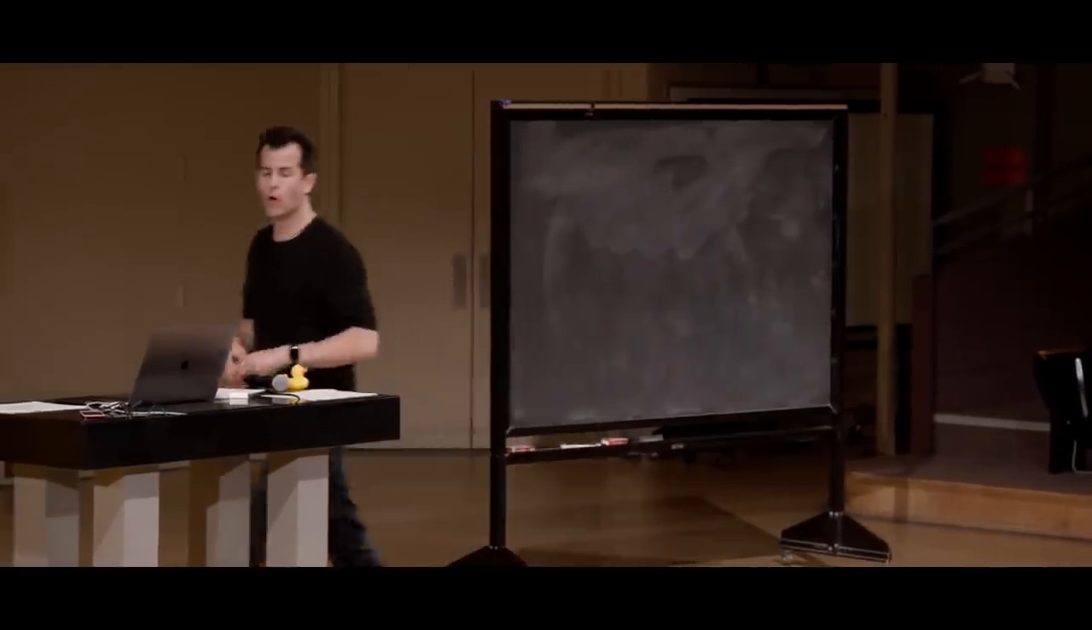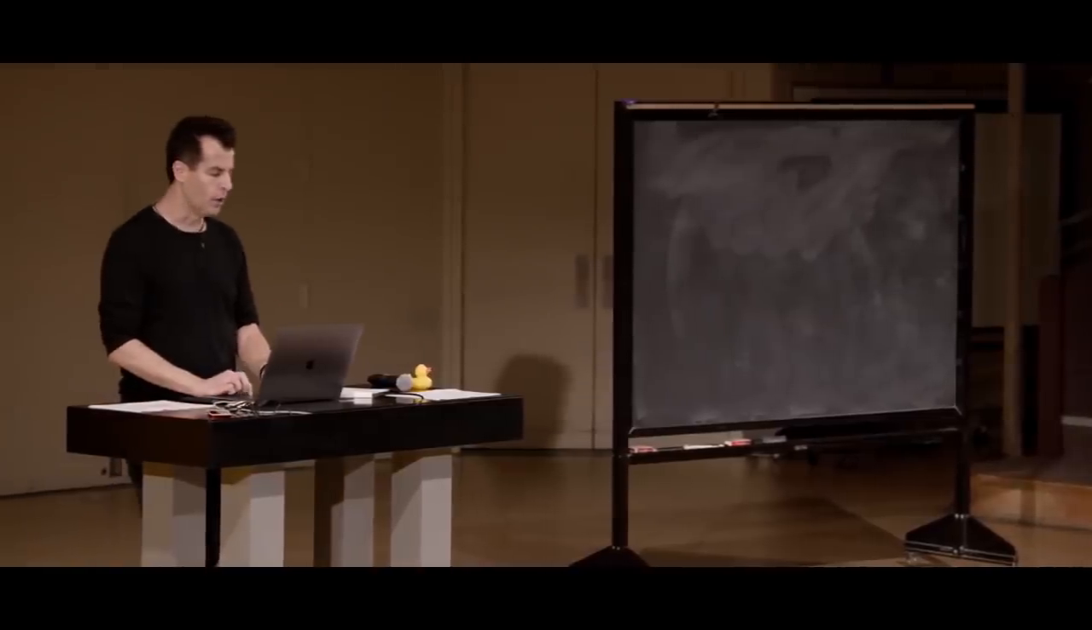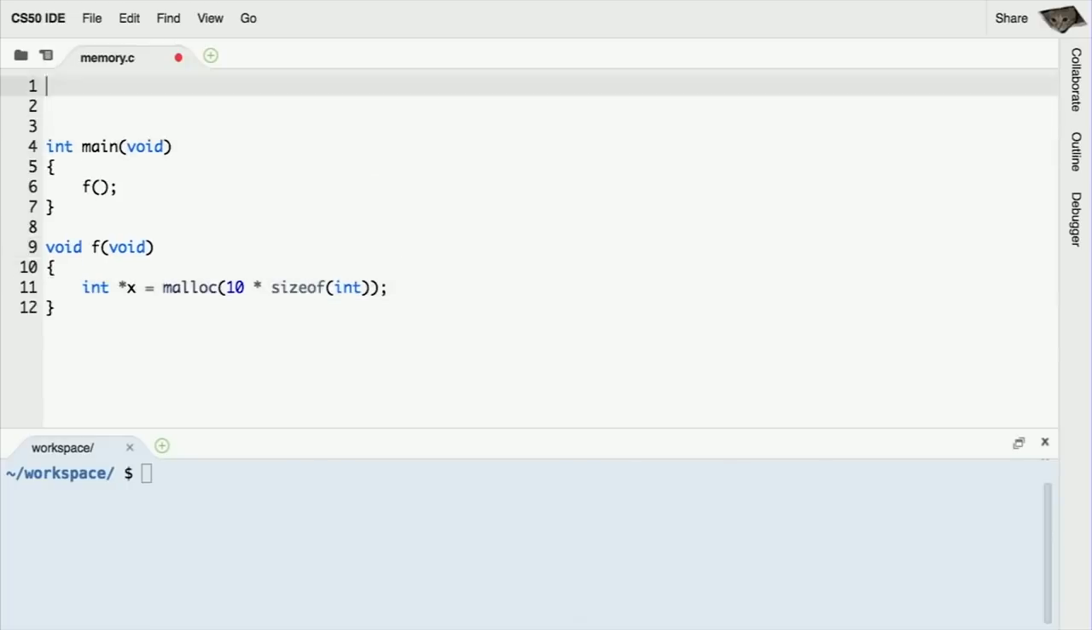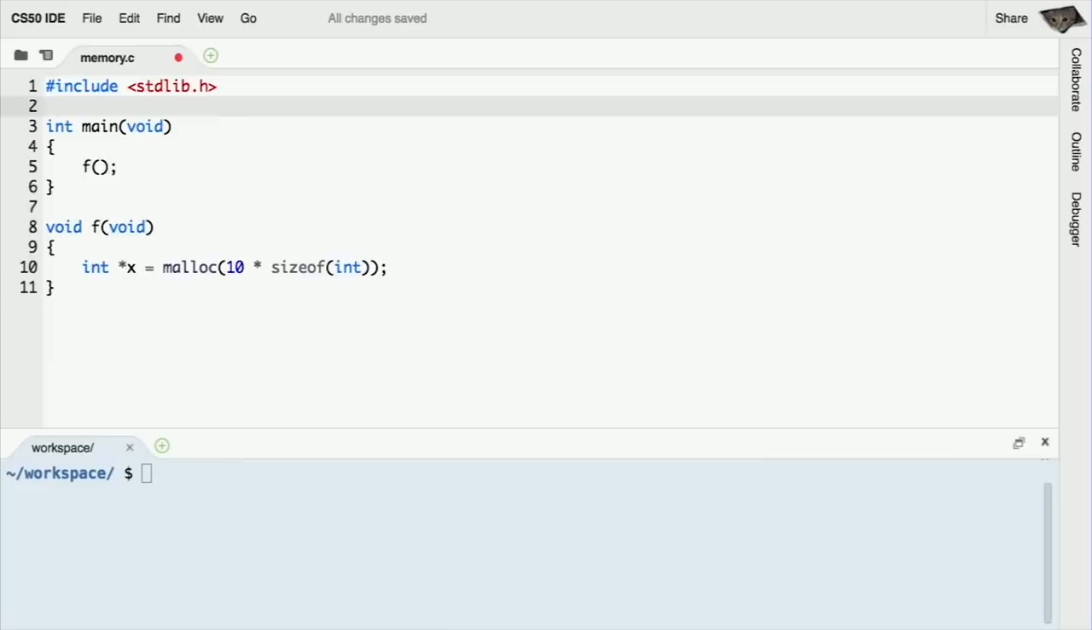It's just a number. All right, so now if I were to first, let's clean this up. Turns out that to use malloc, I need to use standard lib.h. We saw that last week, albeit briefly. And then, of course, if I'm going to call f, what do I have to do to fix this code?